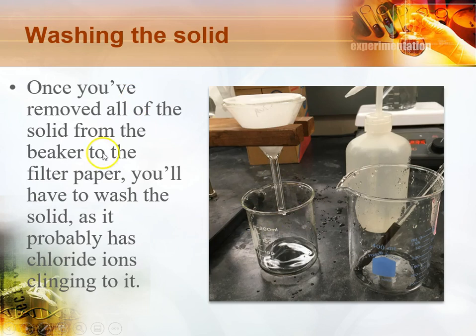But I'm not done yet, because remember, from the initial equation that I showed you, we added barium chloride, and there are definitely chloride ions clinging to that barium sulfate. And remember, we just want the mass of barium sulfate. We don't want any chloride ions clinging to it. So that's where this hot water that I've been heating up comes in.